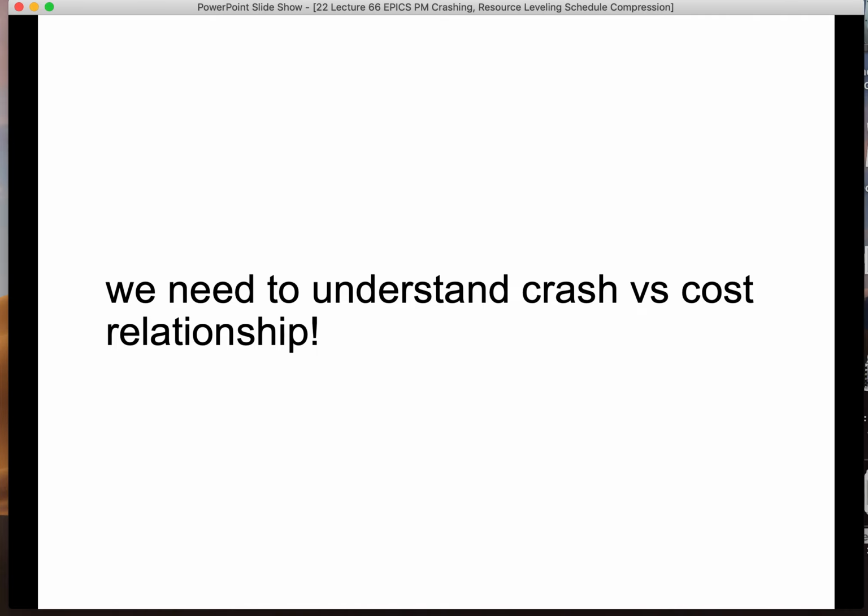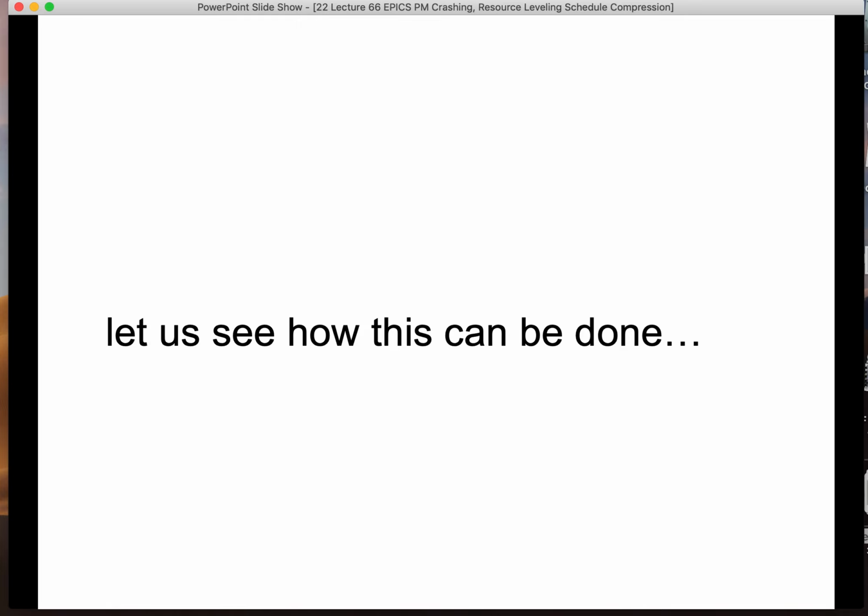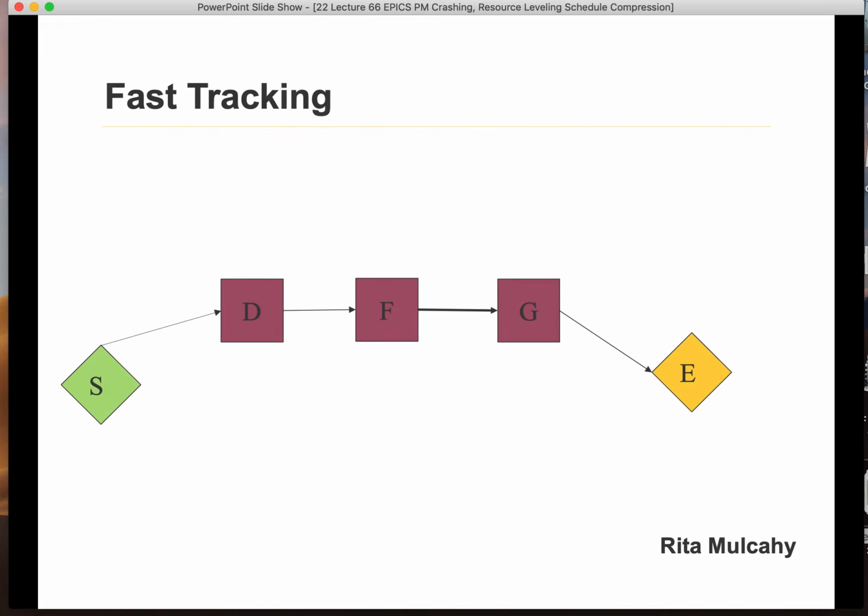We need to understand the crash versus cost relationship. That's very critical, so think about it for a while. If you want to shorten an activity, or shorten a project, crash a project, you need money. But what's the relationship? Which activity should I crash? How much money do I need? Where should I start? Should I crash everything? What do I do? Let's see how this can be done.